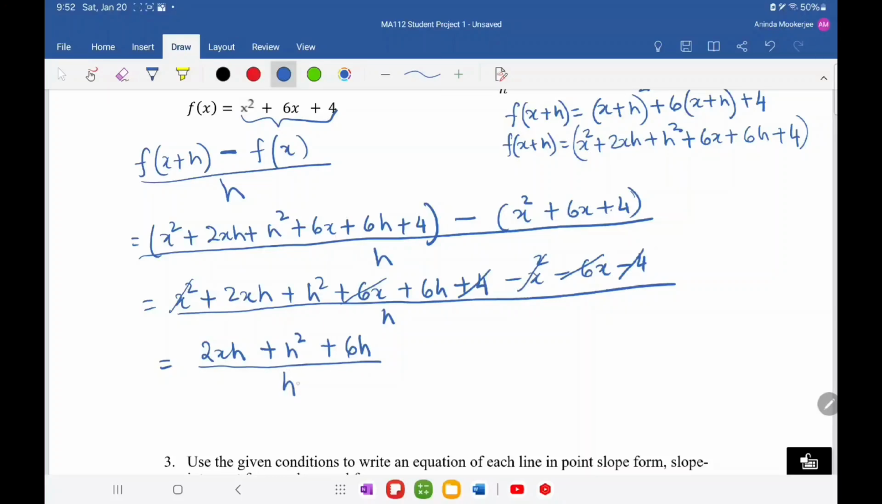Now the h is the common denominator, so you have to distribute it to all the terms on top and simplify. So 2xh divided by h plus h squared divided by h plus 6h divided by h. So we have 2x, h squared divided by h is plus h, and 6h divided by h is plus 6. Okay, and that's the final answer for this problem.